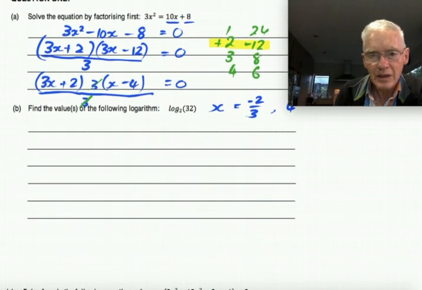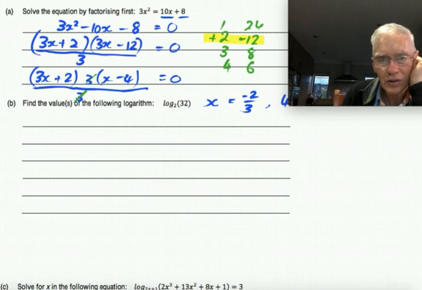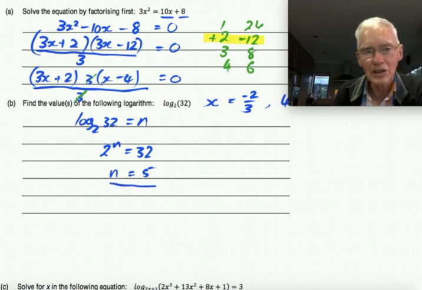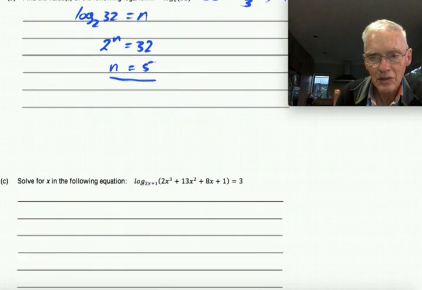Now for the second one, we have to solve the value of the logarithm. We don't know what log base 2 of 32 equals, do we? So let's just say it equals n. So 2 to the power of n must equal 32, and that will be n equals 5, because 2 to the power of 5 is 32. You could take the log of both sides and divide, but that's good enough. That will give you another achieved mark. That will give you A4.